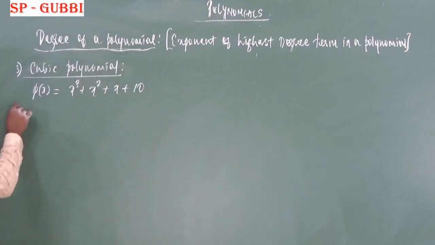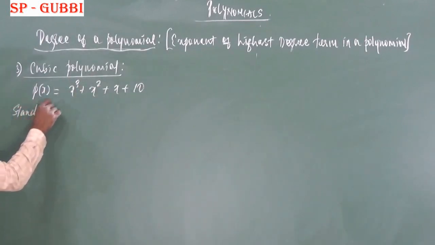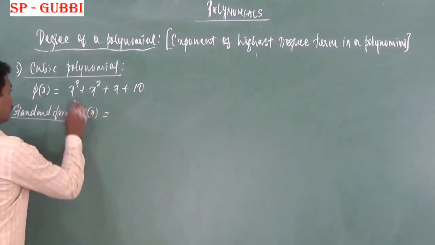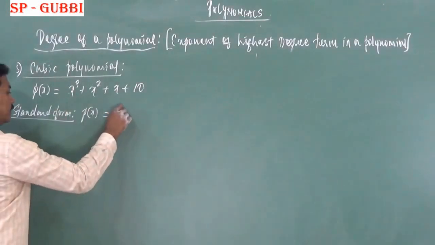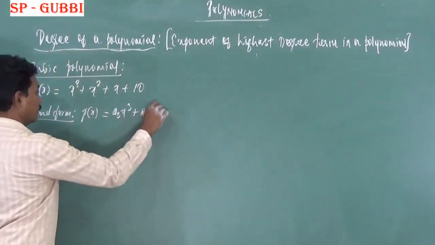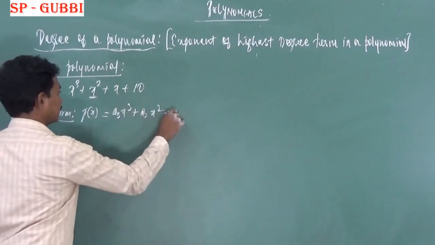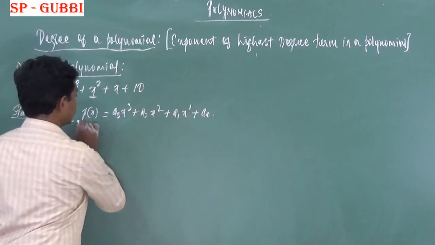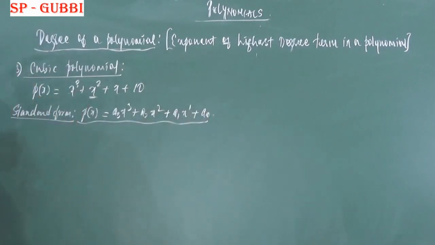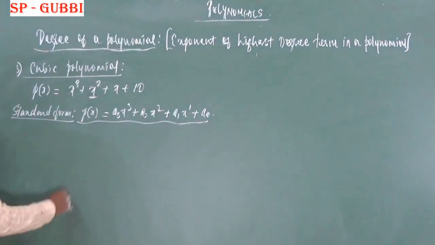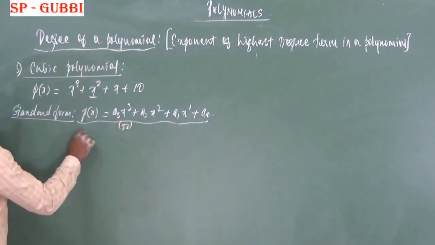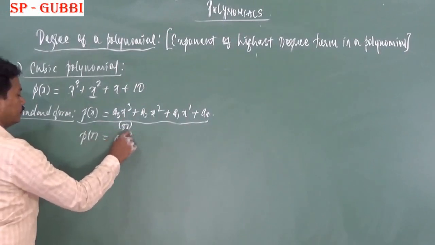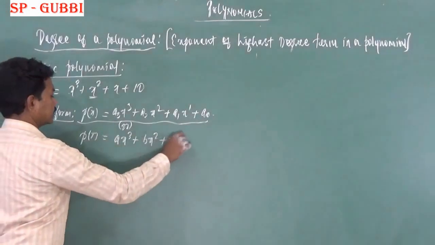So let us go with its standard form. If you go with the standard form of this, you can write it as p of x is equal to a3 x cube plus a2 x square plus a1 x to the power 1 plus a0. So this is the standard form of a cubic polynomial. Also this can be written as p of x is equal to ax cube plus bx square plus cx plus d.